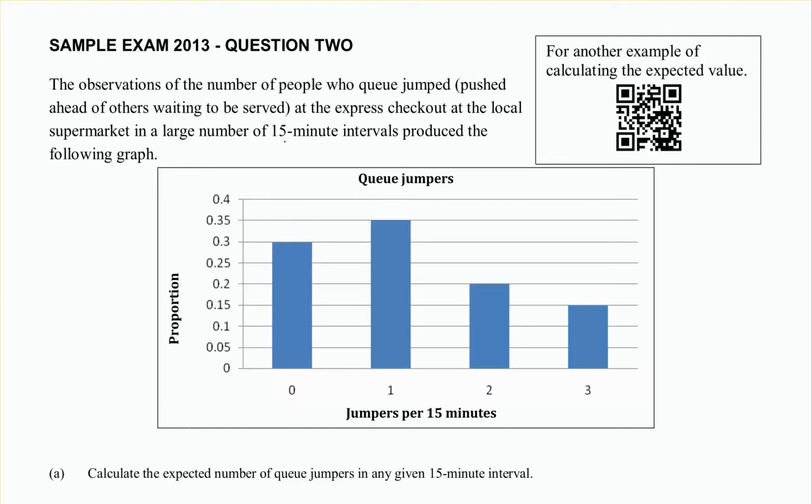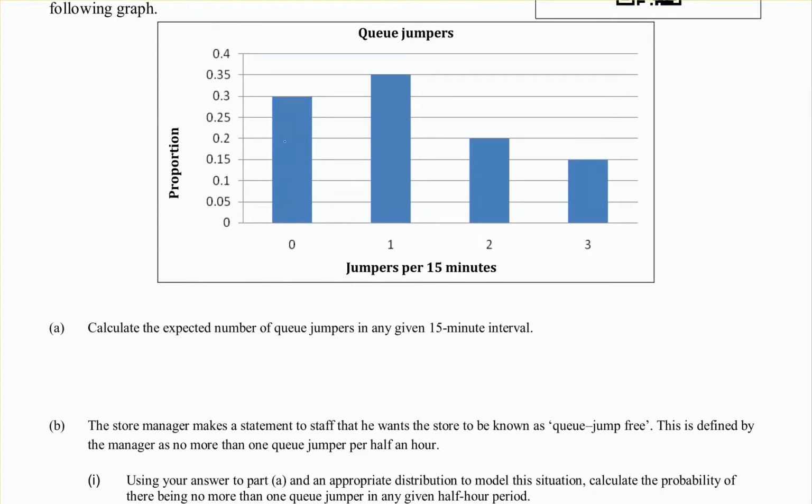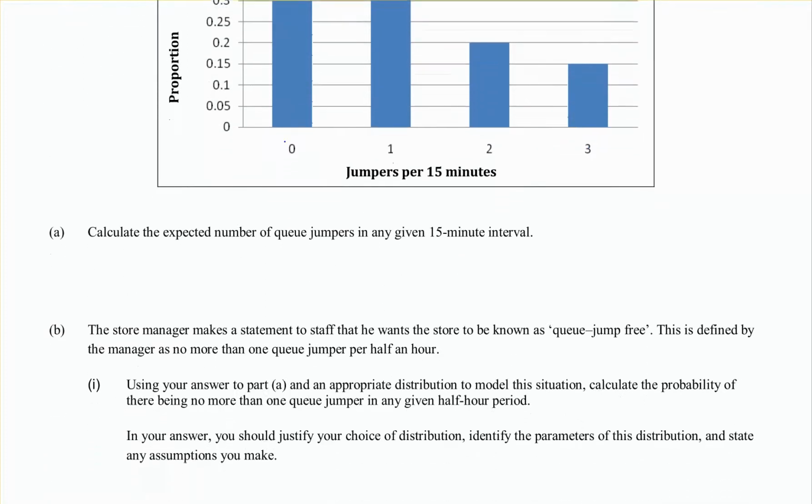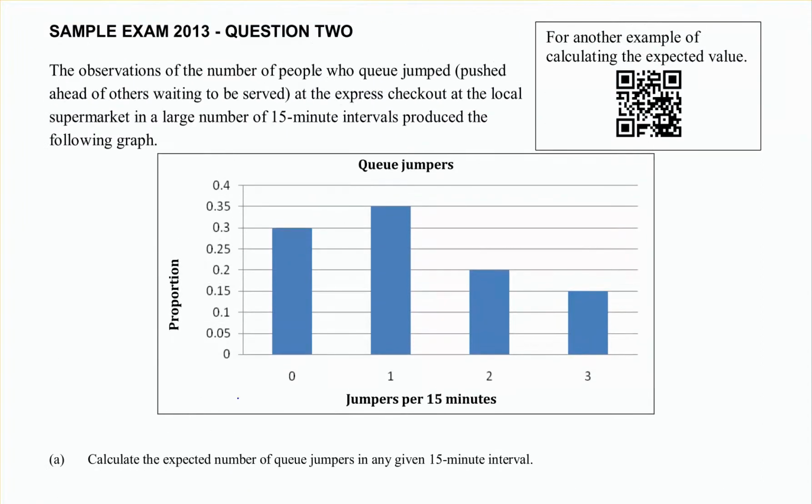So when I'm looking at this, I'm trying to decide for myself what they're asking me. I've just got the expected number of queue jumpers, and they're actually asking me to pick a distribution and justify it. So they're not telling me that it's Poisson or binomial or anything. I've got to figure out what it is here.